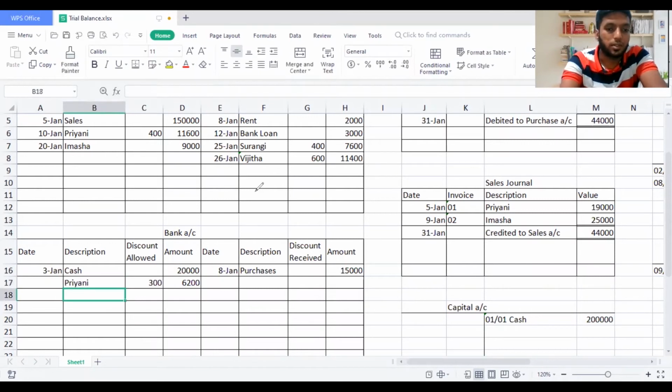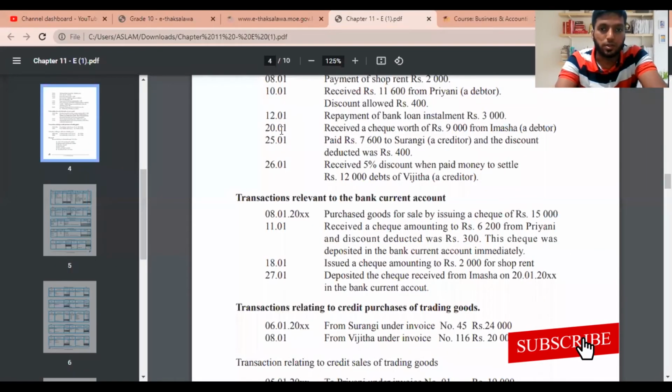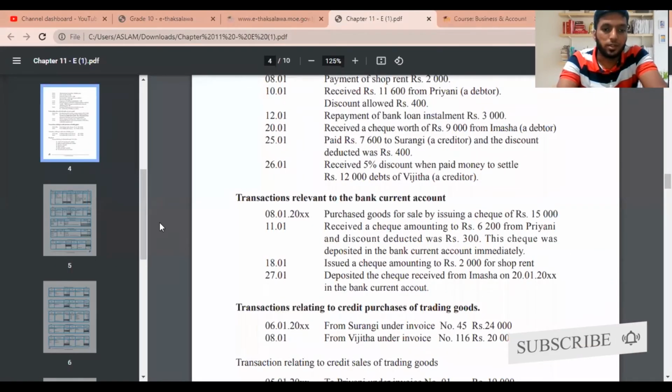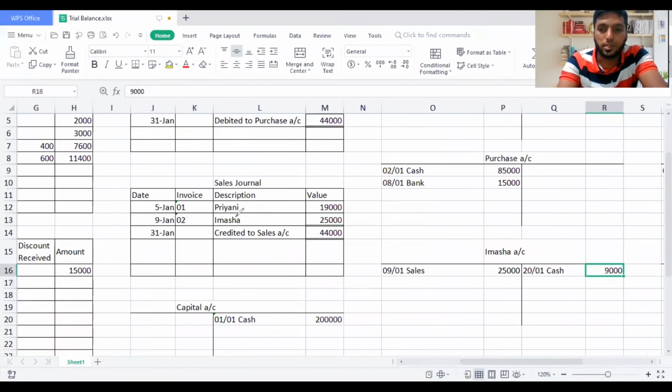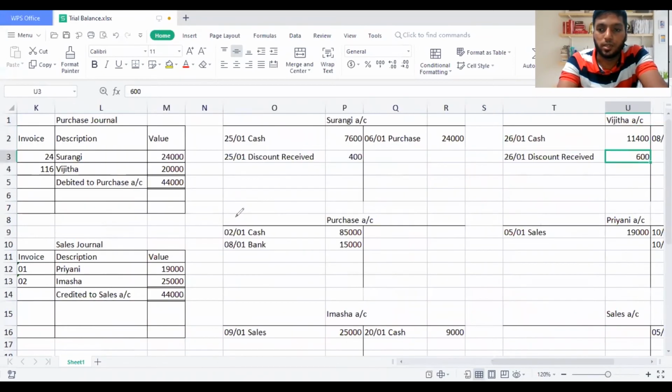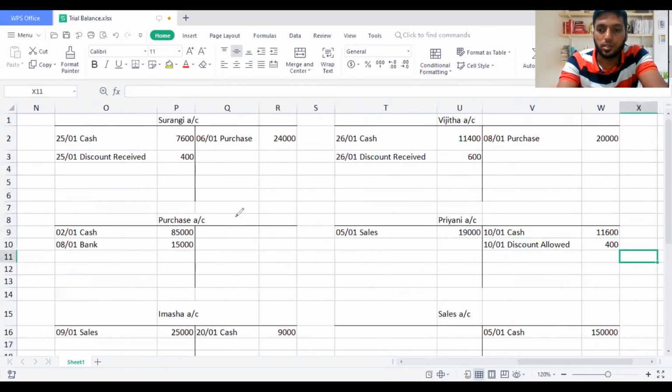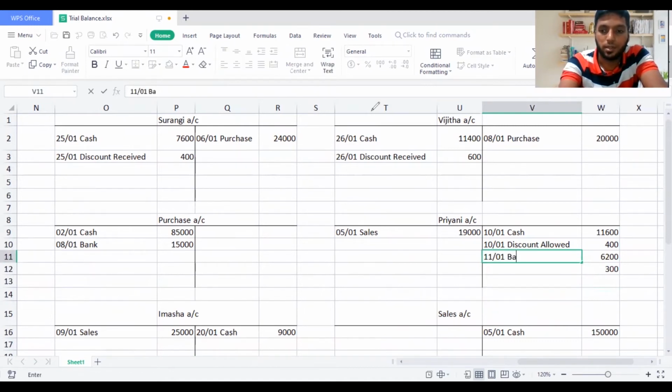And when is the date of this transaction taking place? Let me see. The date of transaction is on 11th first. So I'll move on to Priyani's account, credit Priyani's account by two values. One is 6,200, the other one is the discount allowed 300. So I'll write here bank and the date of the transaction, 11th first. They paid 6,200 and they received a discount of 300. So that easy guys, we have recorded that also.